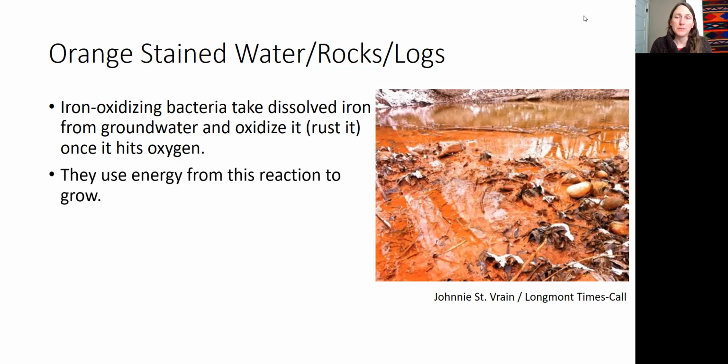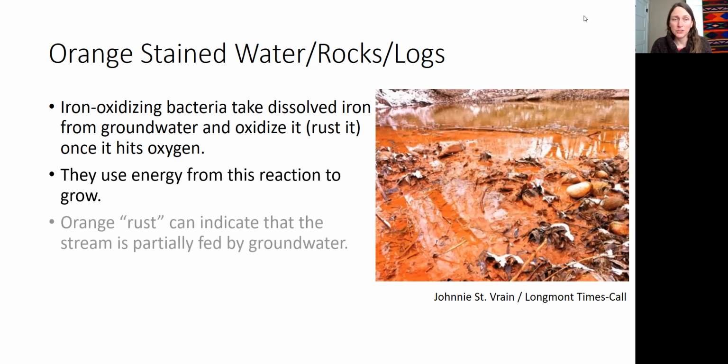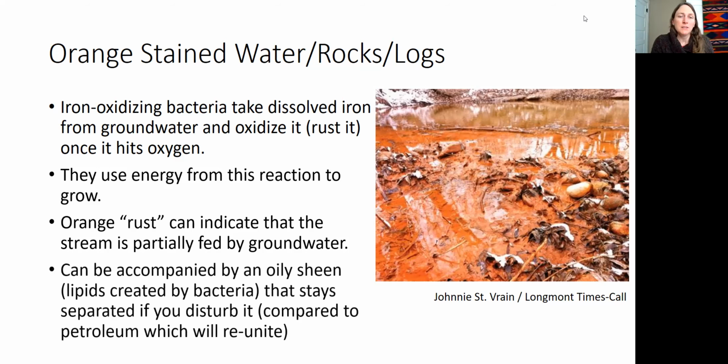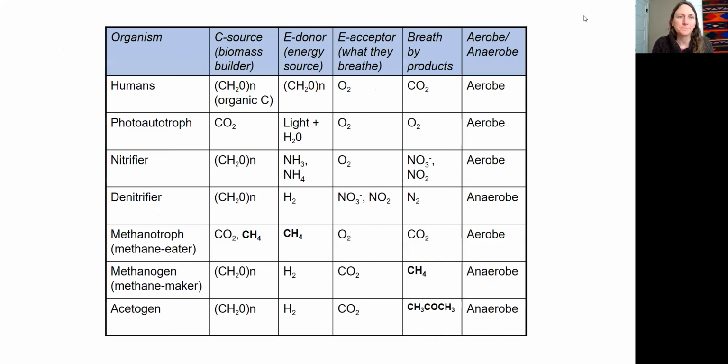These bacteria are using energy from that reaction to grow. Sometimes it'll be accompanied by what looks like an oil slick on the surface. It's probably not actually oil pollution, but just the lipids involved in the growth and breakdown of these bacteria. One way you can tell is if you touch the oil and it cracks apart, then it's biological lipids. If you touch it and it just spreads apart and comes back together, then it's probably petroleum. If the oily sheen stays separated when you disturb it, then it's probably just lipids associated with these bacteria.